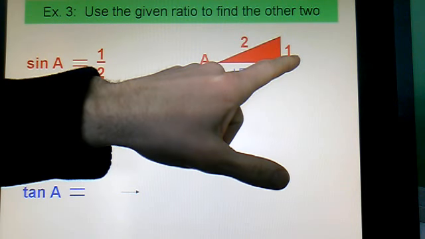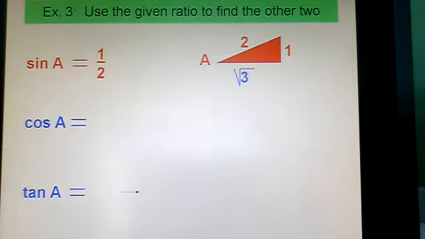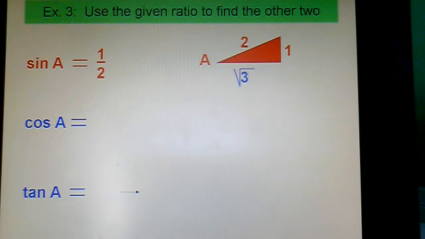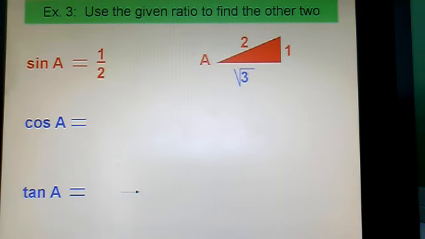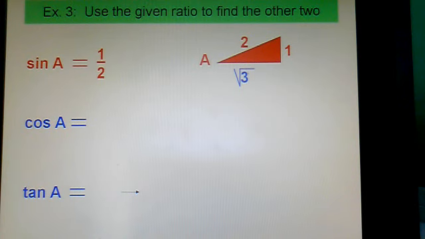1 squared plus x squared equals 4, and by squaring that you realize it's going to be rad 3. Or you just go, hey, wait a minute, special triangle. They love to show up. And now cosine of A is pretty easy. That's your adjacent over your hypotenuse. So that's rad 3 over 2.